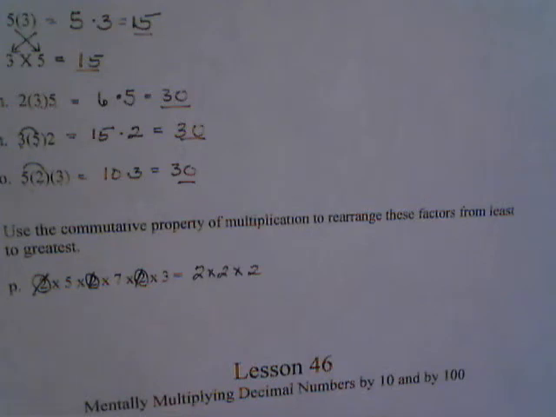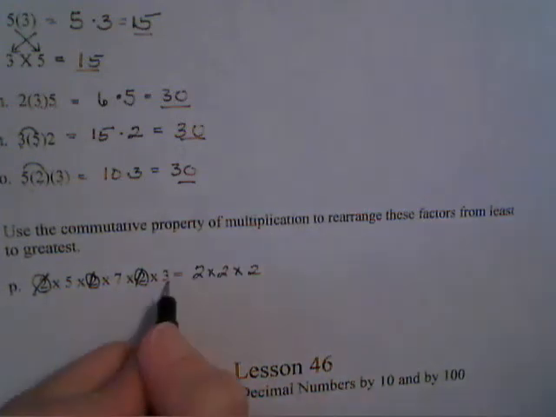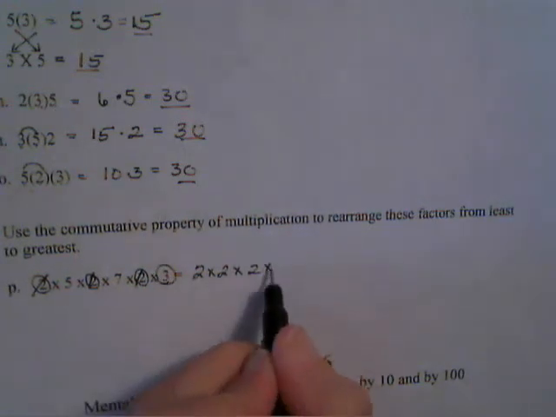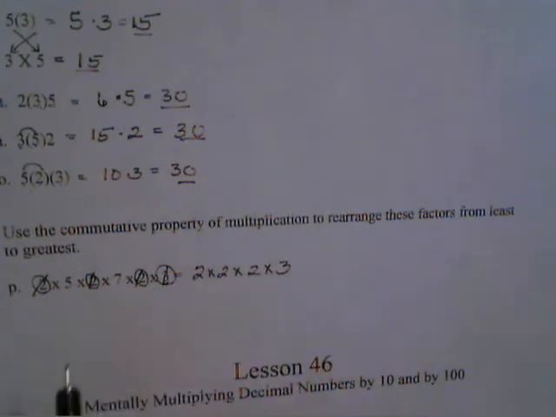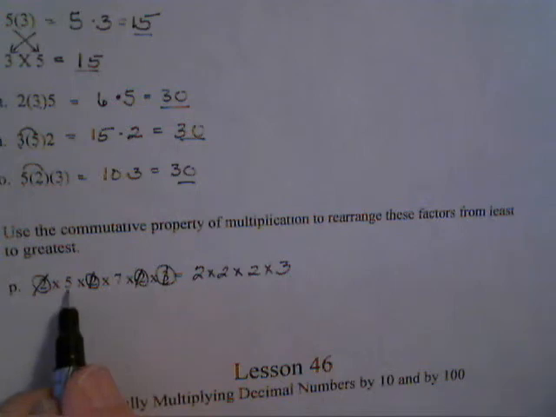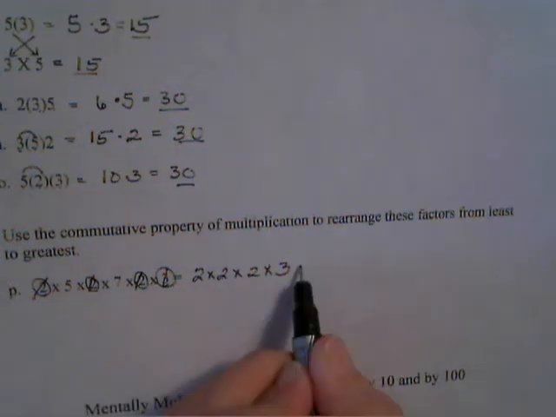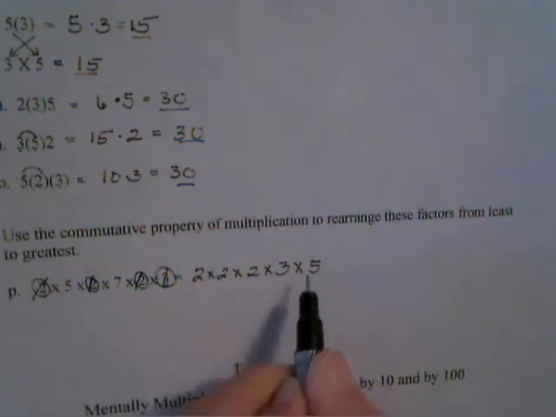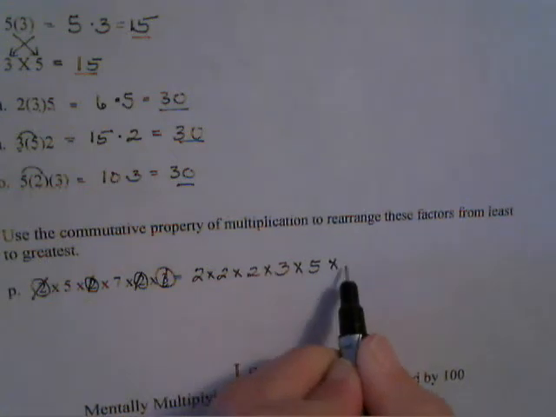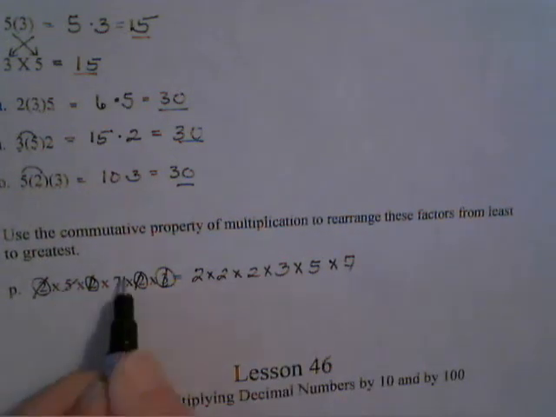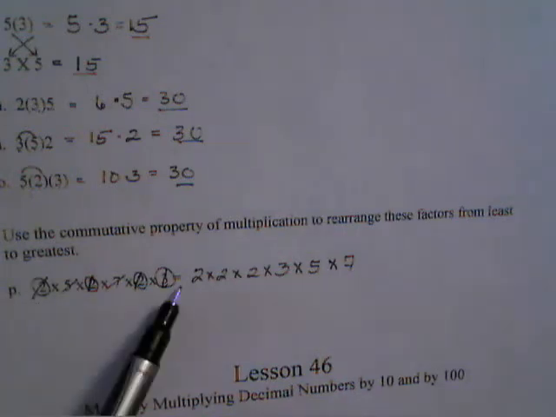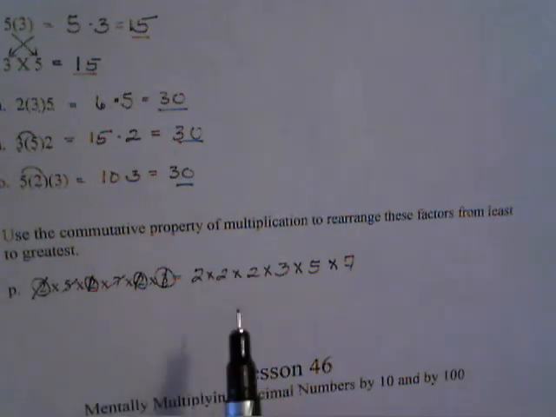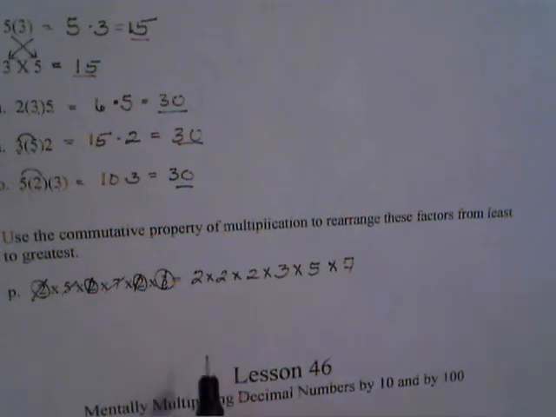My next smallest factor is this little 3 here. So I multiply by 3. There's no more 3's, so I can be done with that. Next smallest factor, well, I have a 5 and a 7 left, so 5 is going to be the next one. And then 7 will be my last one. There we go. That's all they're saying when they say rearrange them from least to greatest. So I started with 2's and I got bigger, bigger, bigger till I got to 7.